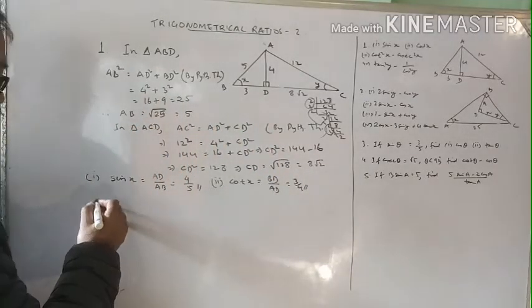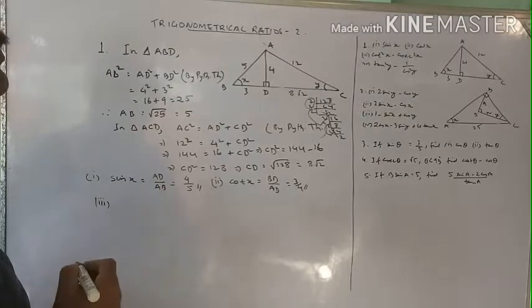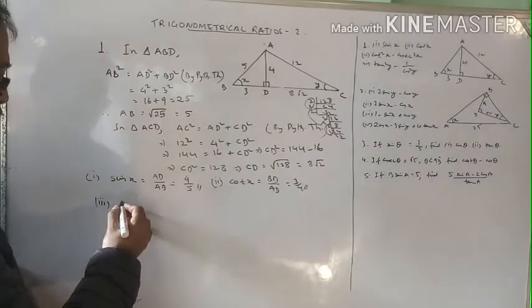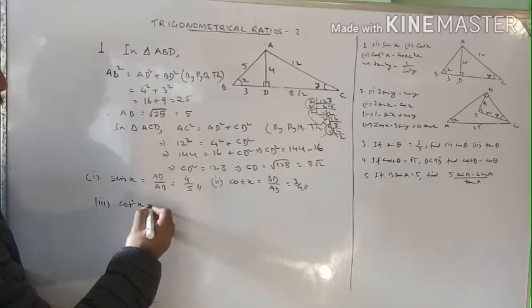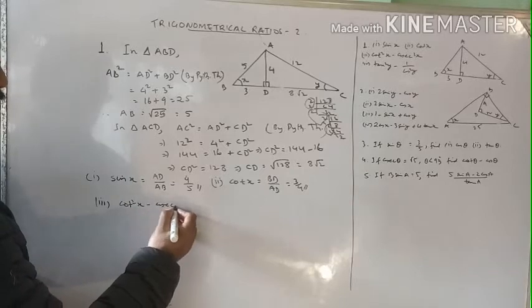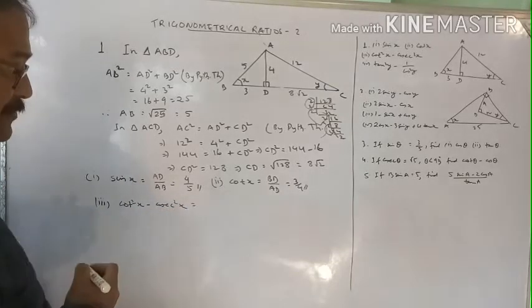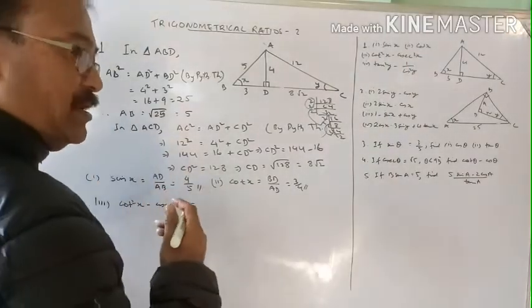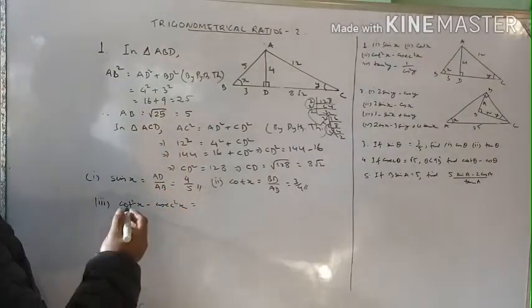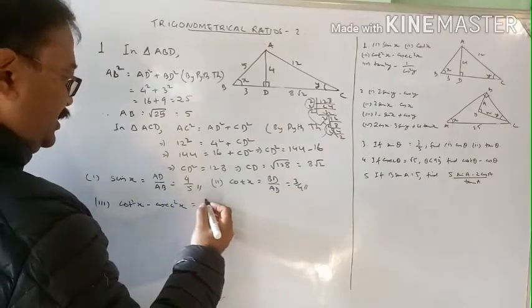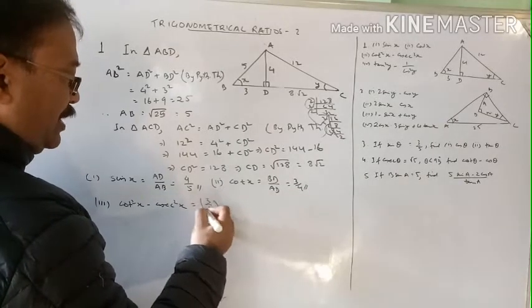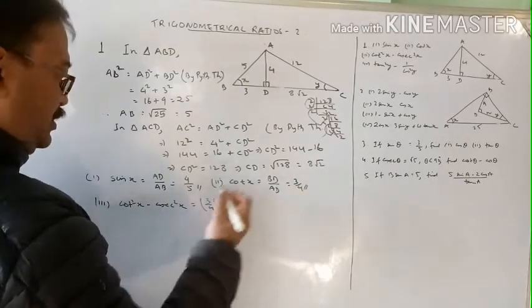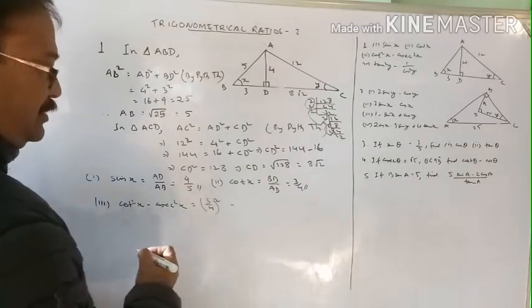Number 3. We have to find the value of cot square x minus cosec square x. Now cot is reciprocal of tan. Tan is P by B. So cot is B by P. So we have already found this. This is 3 by 4 whole square. This is cot, we already found. Minus cosec.